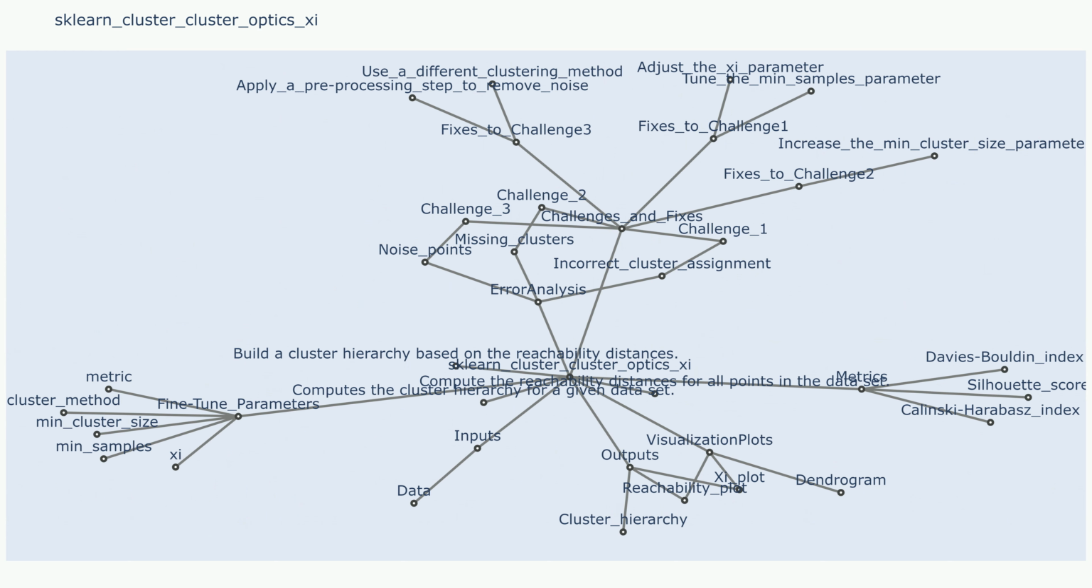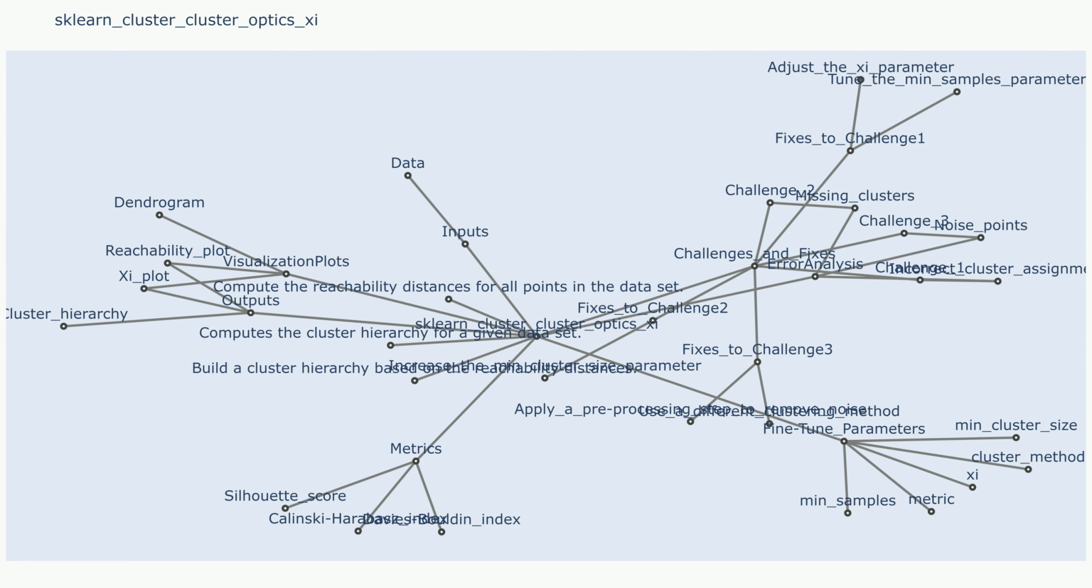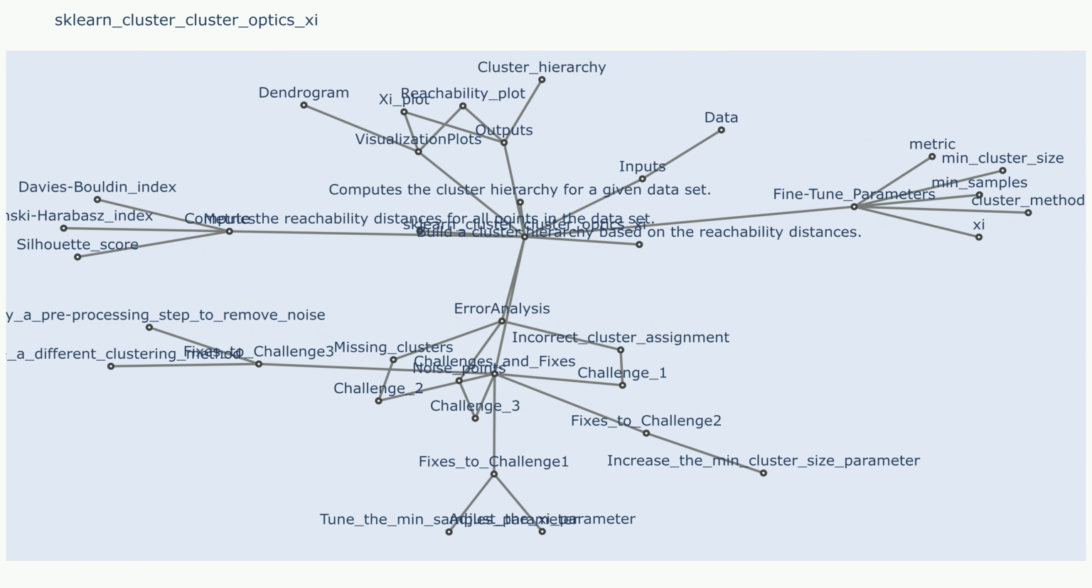Fine-tune parameters. min_samples. This parameter controls the sensitivity of the OPTICS algorithm to noise and outliers. A higher value leads to fewer clusters and a greater tolerance for noise, while a lower value leads to more clusters and greater sensitivity to noise. metric. The choice of metric affects the distance calculations between data points, influencing the resulting cluster structure.